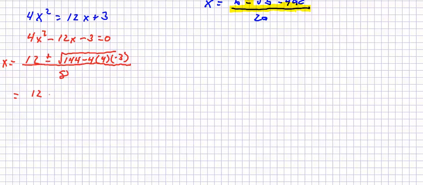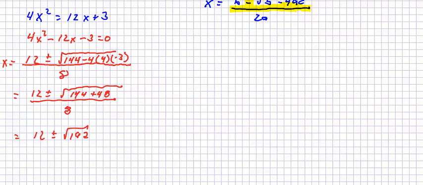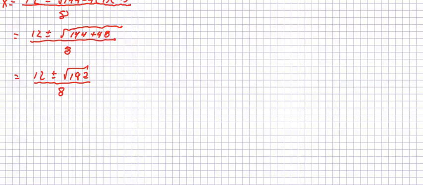So we have 12 plus or minus the square root of 144 plus 48 all over 8, or 12 plus or minus the square root of 192 all over 8. All right, this is where it becomes different now. In the last unit, we always had a perfect square here. This was always a perfect square, and if it wasn't, you had made a mistake somewhere.